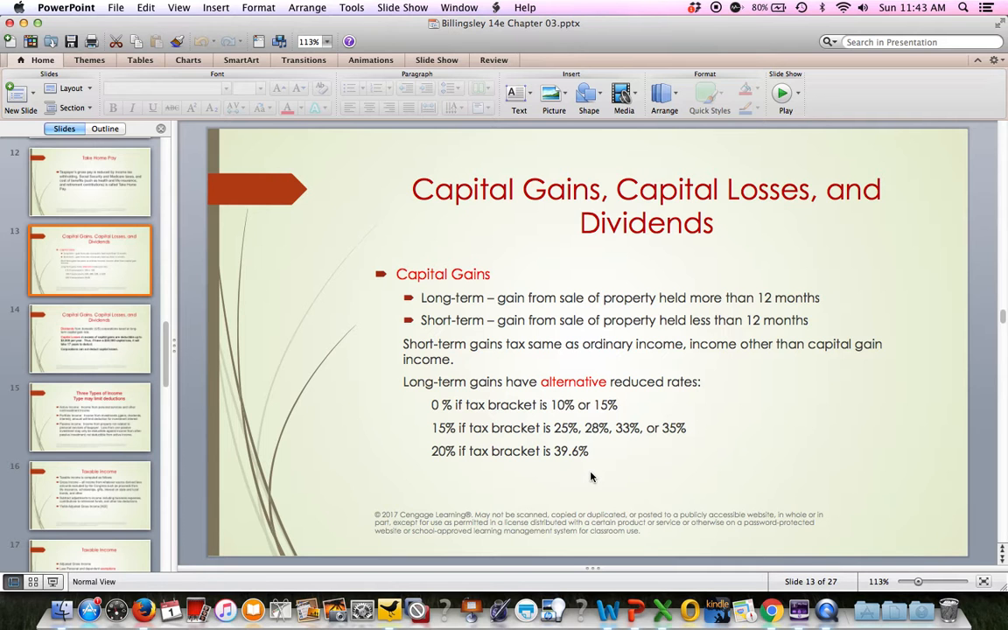And if you're at the 39.6% bracket, which is the highest one, you pay 20%. So the highest tax you'll pay for long-term is 20%. The vast majority of filers are going to be in that 15% range.